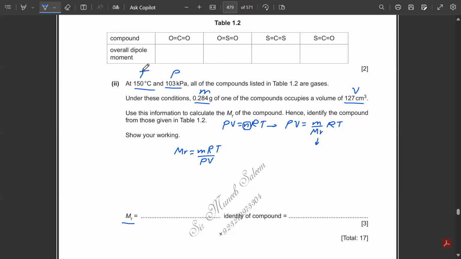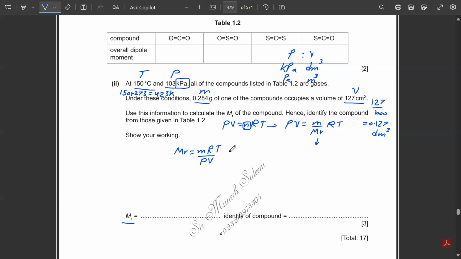Now we have to put the values. The temperature is given in centigrade, but we have to convert that into Kelvin. So 150 plus 273 will give you 423 Kelvin. Okay. Now the volume and pressure. Pressure is given in kilopascal. If it is in kilopascal, then we are supposed to convert the volume into dm3. So simply we divide this value by 1000. This will give you 0.127 dm3. That's the equivalence. If we are using kilopascal for pressure, then the volume should be in dm3, whereas if pressure is in Pascal, then the volume should be in meter cube. So that's the value for volume.